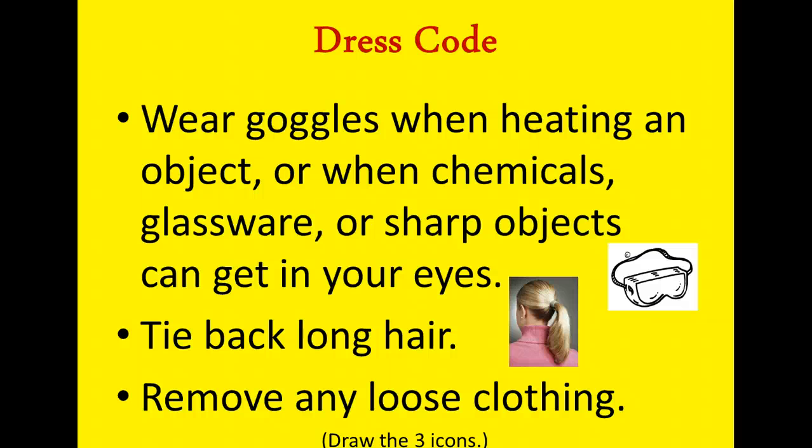Now you notice at the bottom that it says you're supposed to draw the 3 icons. If you look in your book on the left-hand side of the dress code section, you see 3 little red circles. One of them says goggles, one says apron, and one says gloves. Those are all pictures that represent what you need to use when we're doing a lab.